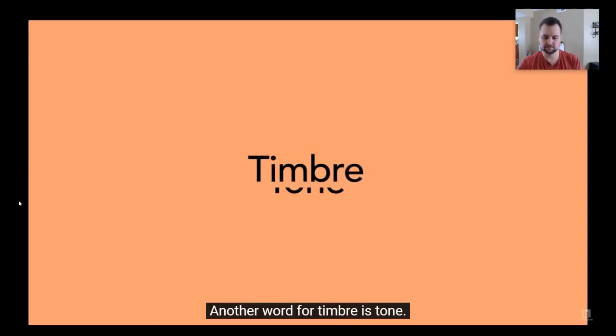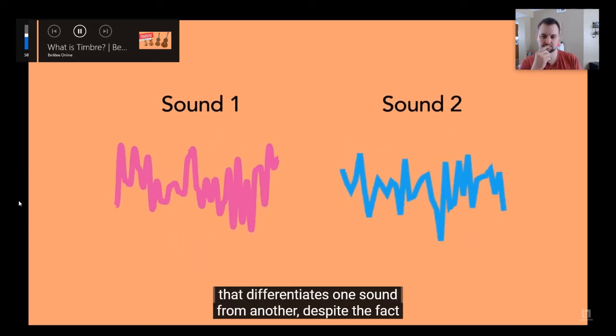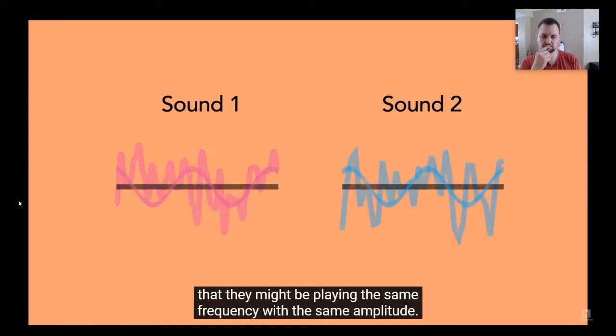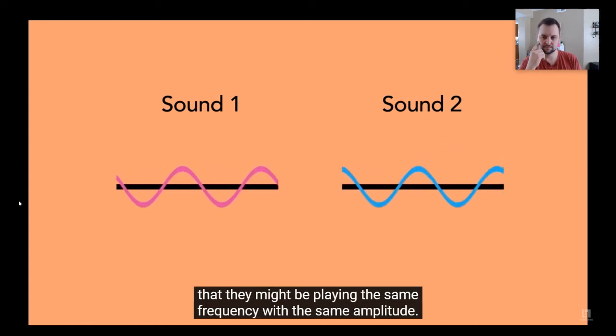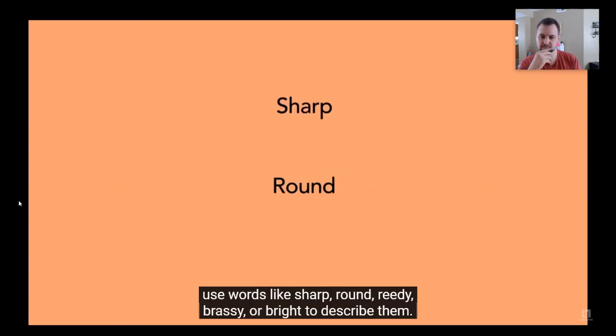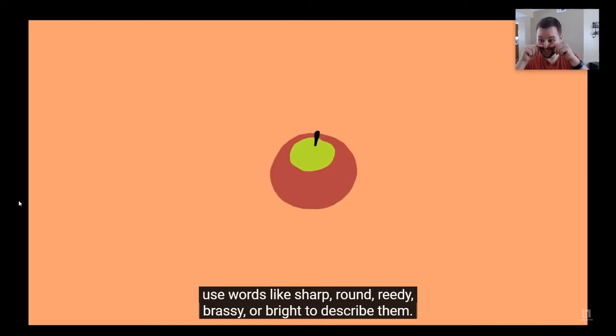Another word for timbre is tone. Timbre is the distinguishing characteristic that differentiates one sound from another, despite the fact that they might be playing the same frequency with the same amplitude. So same pitch. When we're describing a sound's timbre, we use words like sharp, round, reedy, brassy, or bright to describe them. Bright, like singing through the mask.